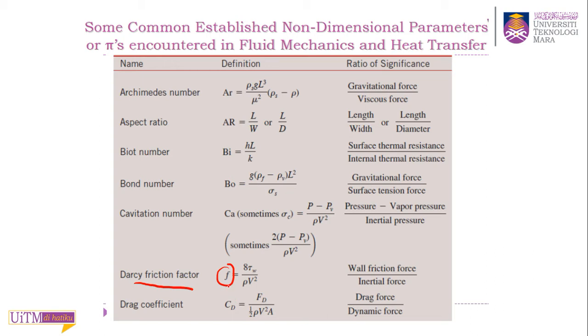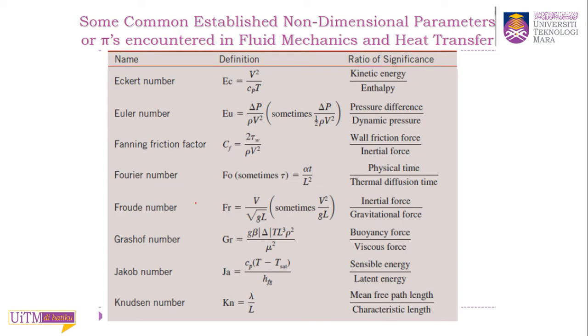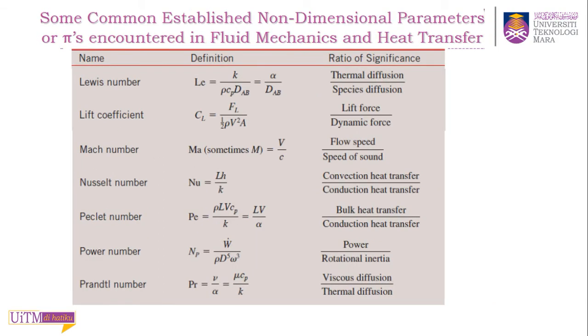So this f has no dimension, it's a dimensionless parameter. So this is one of the common established non-dimensional parameters that you have seen. You may say Archimedes number, what else do we usually see? Drag coefficient, Euler number, Fourier number, Froude number. What else are you familiar with?